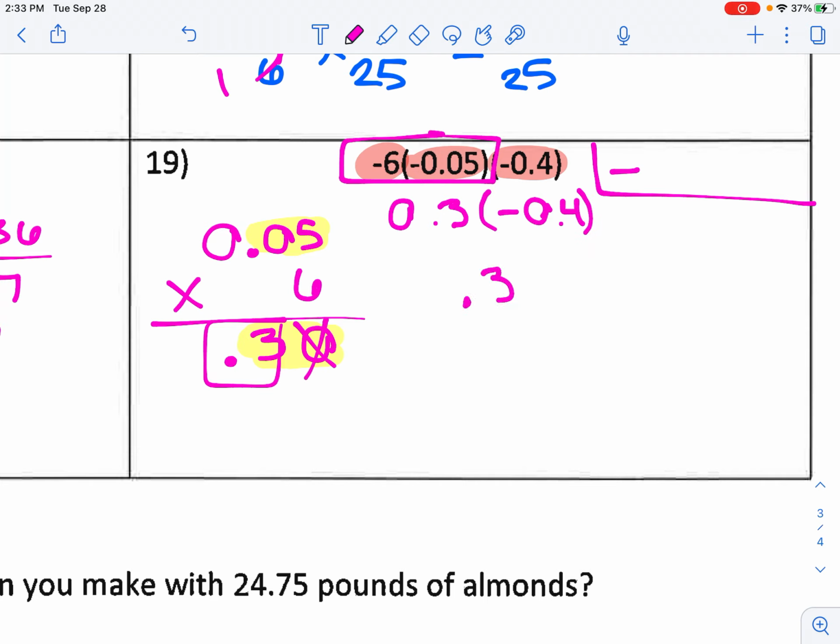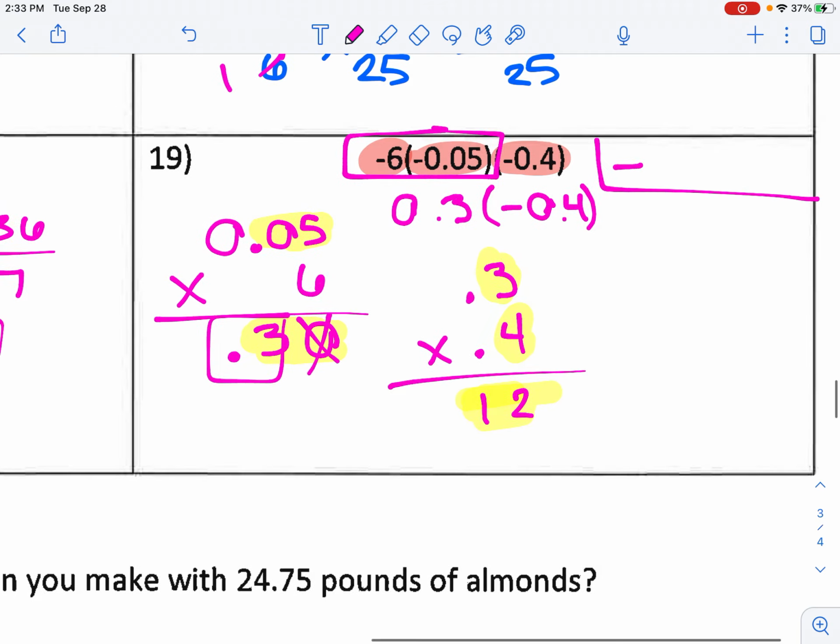So now I've got 0.3 times 0.4. Well, 4 times 3 is 12. There's 1 digit, 2 digits behind the decimal. You need 2 digits behind the decimal. So your decimal is going to be sitting in front, right there. And it's a negative, so it's negative 12/100.